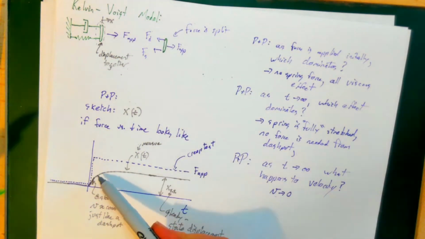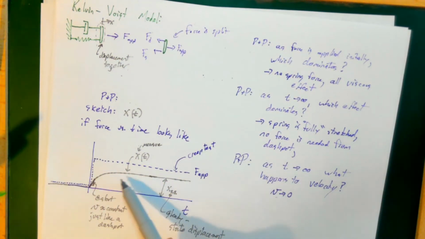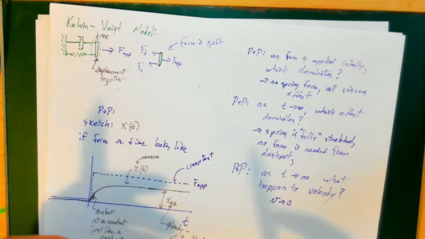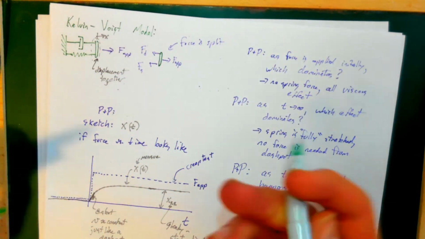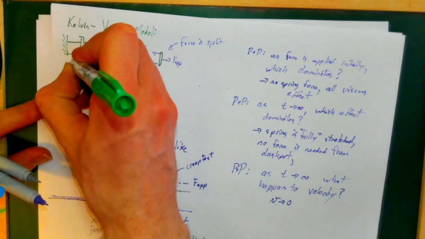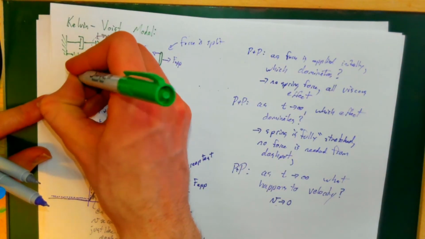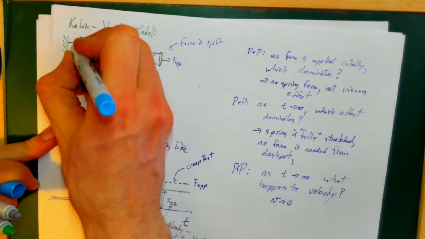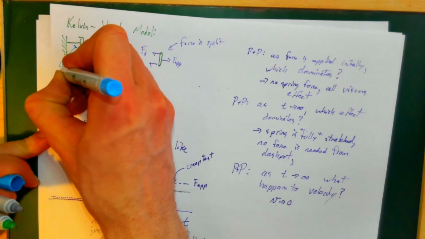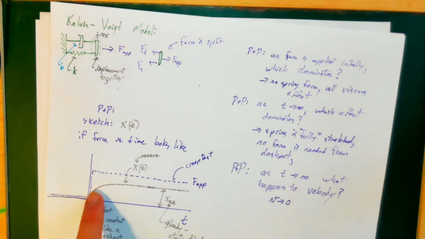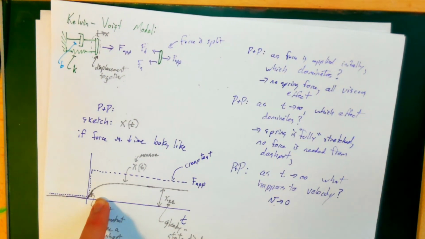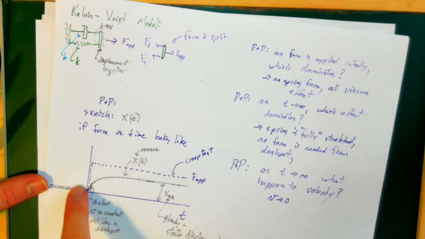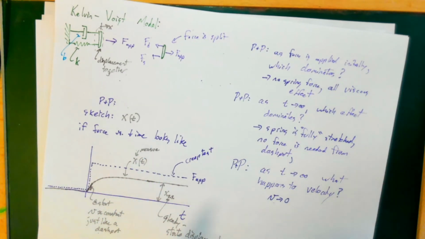And it turns out that depending on the shape of this curve, you can actually infer the properties of the Kelvin-Voigt model. So if you remember, our spring basically has some k, our dashpot has some b, and it turns out that you can actually infer k and b from the shape of this curve right here.